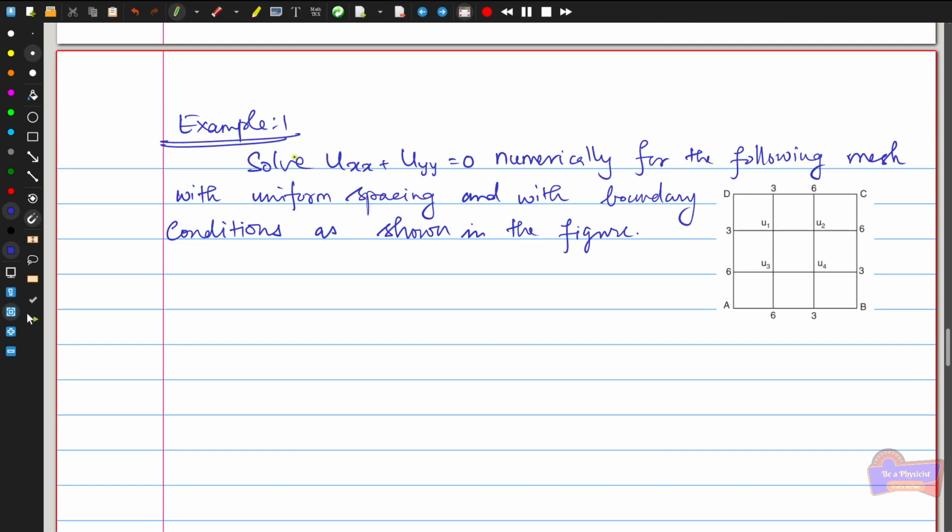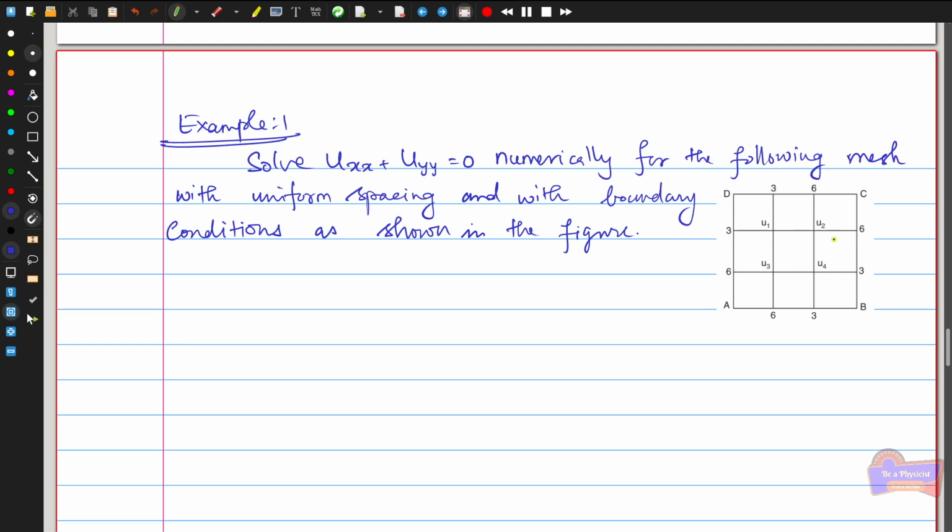Okay. So the first example problem is you have to solve the Laplace equation uxx plus uyy equal to 0 numerically for the following mesh with uniform spacing and with the boundary conditions as shown in this figure. So this is the mesh they have given. The mesh is given as A, B, C, D, and you have to find out the values of u1, u2, u3, and u4. Now the boundary conditions are given here. So you can see this boundary condition 3, 6, and everything is given here.